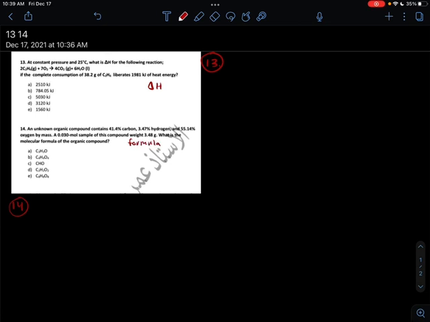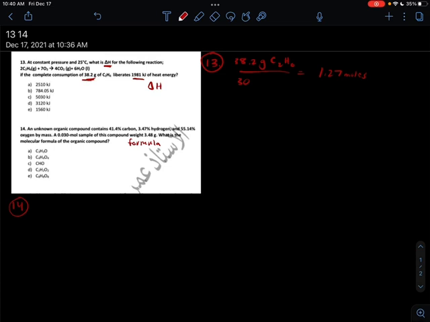So this first one says, at a constant pressure, what is the delta H for the reaction? And it gives you the delta H if a certain mass of ethane is combusted. So what we're going to do is first take this 38.2 grams of ethane, and divide that by the molar mass, which is about 30. When we do that, we get about 1.27 moles.